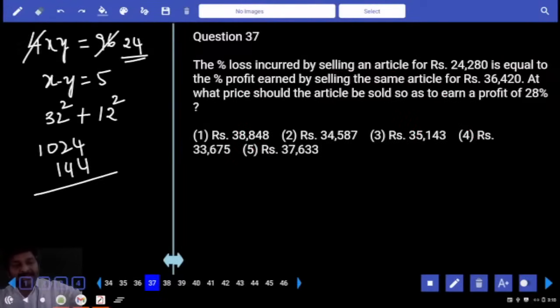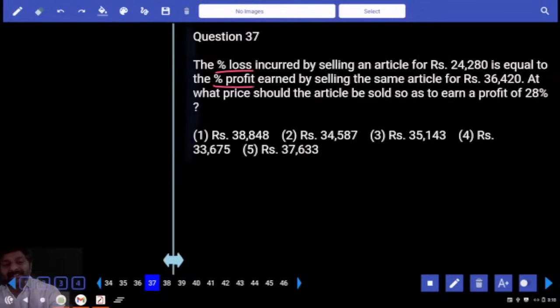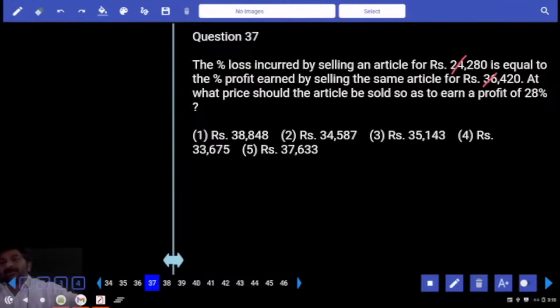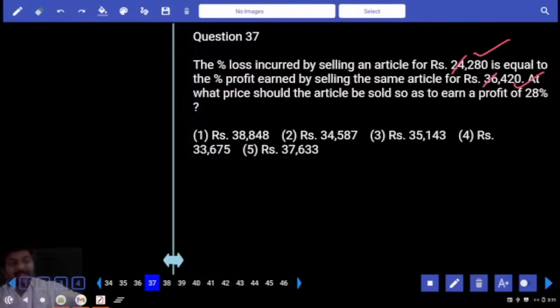The percentage of loss incurred by selling an article for 24,280 is equal to percentage of profit earned. Stop. When loss percentage and profit percentage both are equal, how do we get cost price? Average. Average of both the numbers. 24,000, 36,000, 60,000. Got it? Average 30,000 so far. Remember. 280, 420, 700. Average 350.